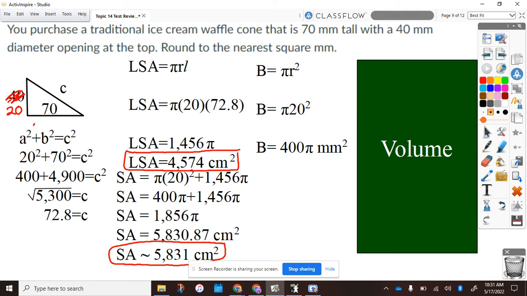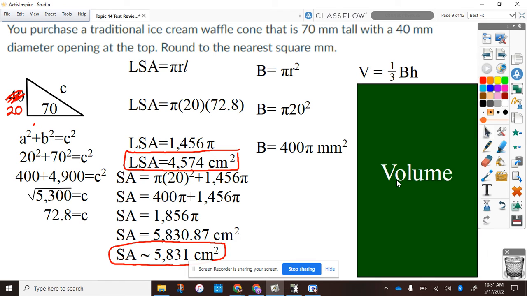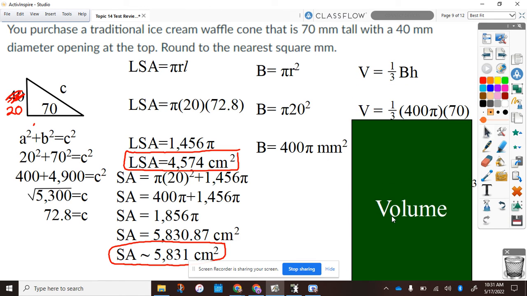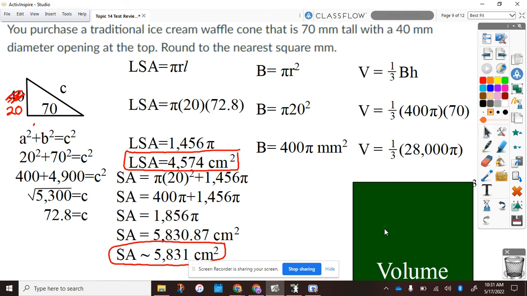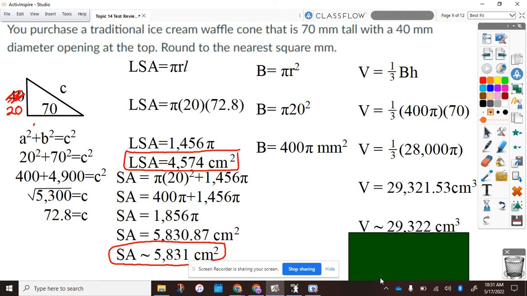For volume, we're going to actually use that capital B because it's 1/3 times capital B times H. Your height, remember, is 70. So it's 1/3 times 400 pi times 70. Ends up being a really big number, and that's okay. It's volume. You're multiplying a whole lot of stuff all together, including 70s and 400. It ends up being a really big number, but that's all right. That's the correct answer, 29,322.